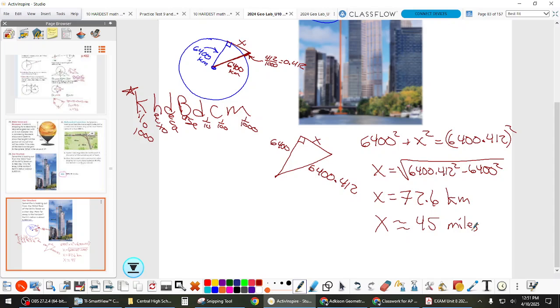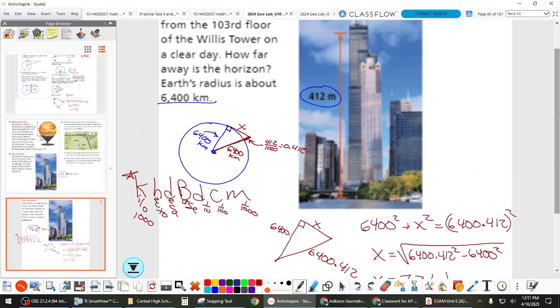Cool. How high up are you if you're 412 meters? To convert meters to feet, do 412 times, what do you think? How many feet are roughly in a meter? Yeah, it's roughly 3, right? A meter stick is a little bit longer than a yard. So it's actually 3.28 feet per meter. So how many feet is she up there? 1,351.3. Okay. That's pretty high.